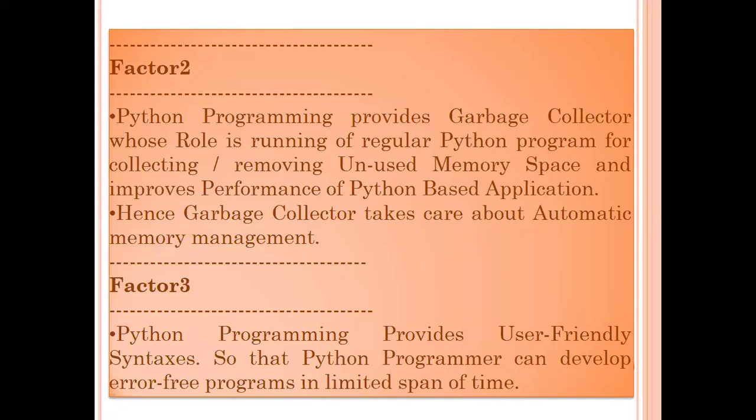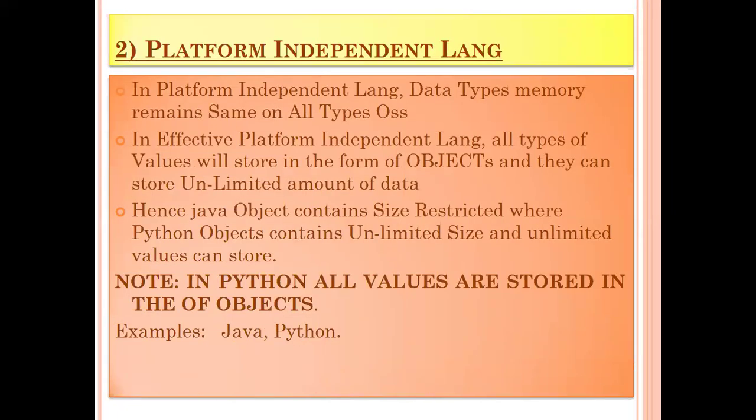The second feature is that it is a platform independent language. Now, what does that mean? We have 2 types of languages. Platform dependent means whose data types differ from one OS to another OS. When the language changes, its data type changes from one OS to another. Whereas in a platform independent language, its data types remain the same on all the OSs.